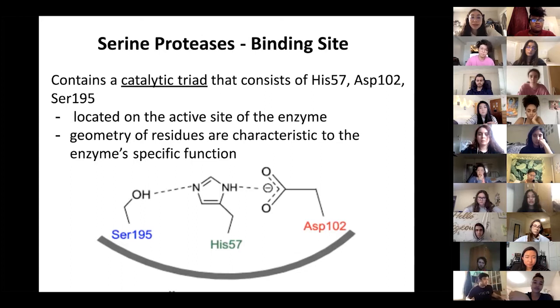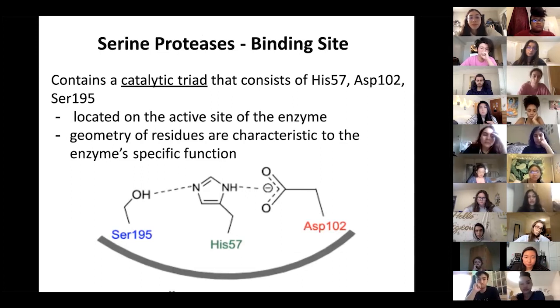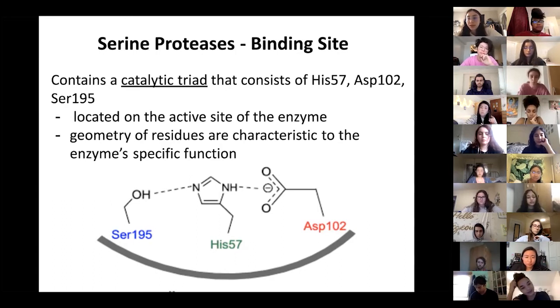So looking at the binding site of a serine protease, it contains what we call a catalytic triad, which consists of three amino acid residues: histidine, serine, and aspartic acid. It's located in the active site of the enzyme, and these residues are actually located pretty far away from each other in the primary sequence if it was just one linear sequence, but due to specific folding, they're actually close in proximity to one another, and that's how they're able to interact. Each of these residues performs a specific role in catalysis.